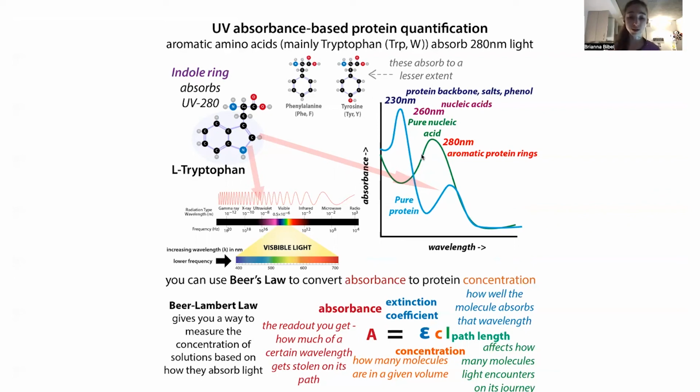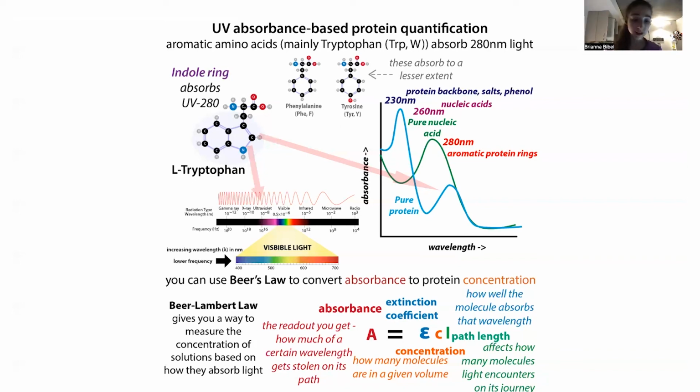And we can convert that to the protein concentration, because the higher the concentration of your protein, therefore the more tryptophan. So we'll be assuming your protein has some tryptophans, and therefore the higher the absorbance. And because different proteins have different concentrations of these aromatic amino acids, you can calculate this thing called the absorption coefficient or extinction coefficient for your specific protein and the sequence of amino acids it has. And you can use that to then calculate the concentration of your protein based on its absorbance.